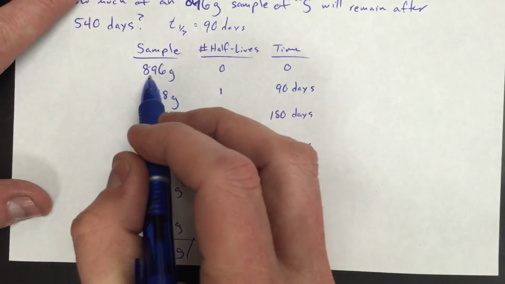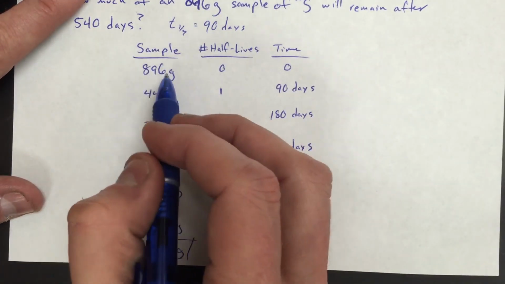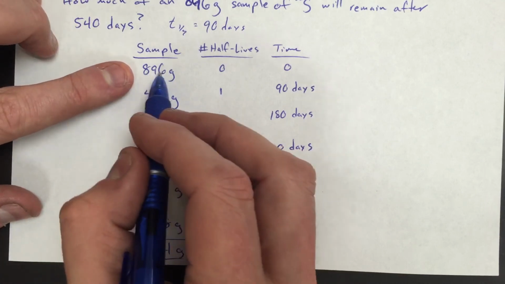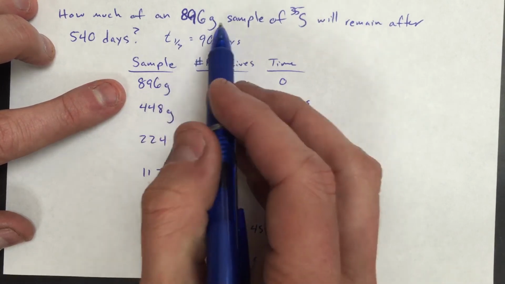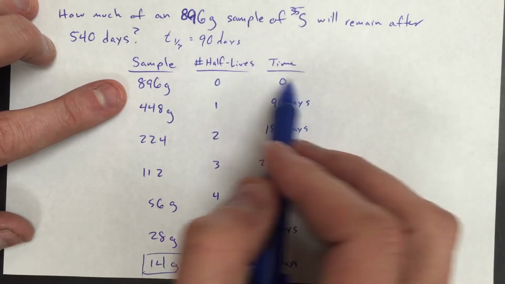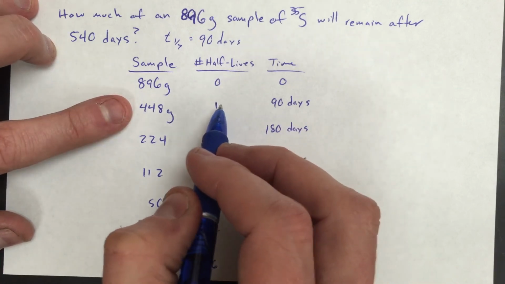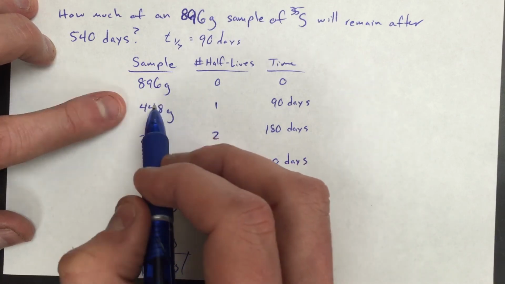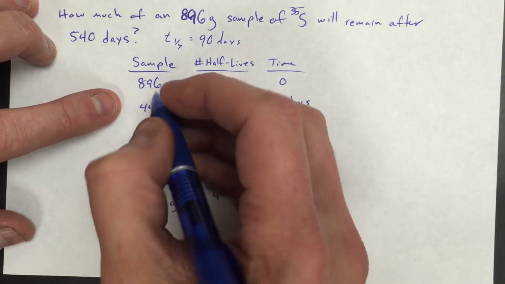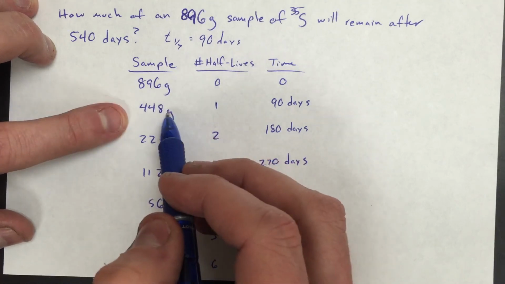So I would first set up my table right here with sample, number of half-lives, and time, how much sample I had left. So to begin, I started with 896 grams of the sample. That was from the problem, 896 grams. And that's at time 0, after 0 half-lives have gone by. Then I would say, okay, 1 half-life, that means 90 days have gone by, because that's my T1/2, and half of this sample is going to decay. So that means that I'm going to divide whatever that number is by half. So half of 896 is 448.